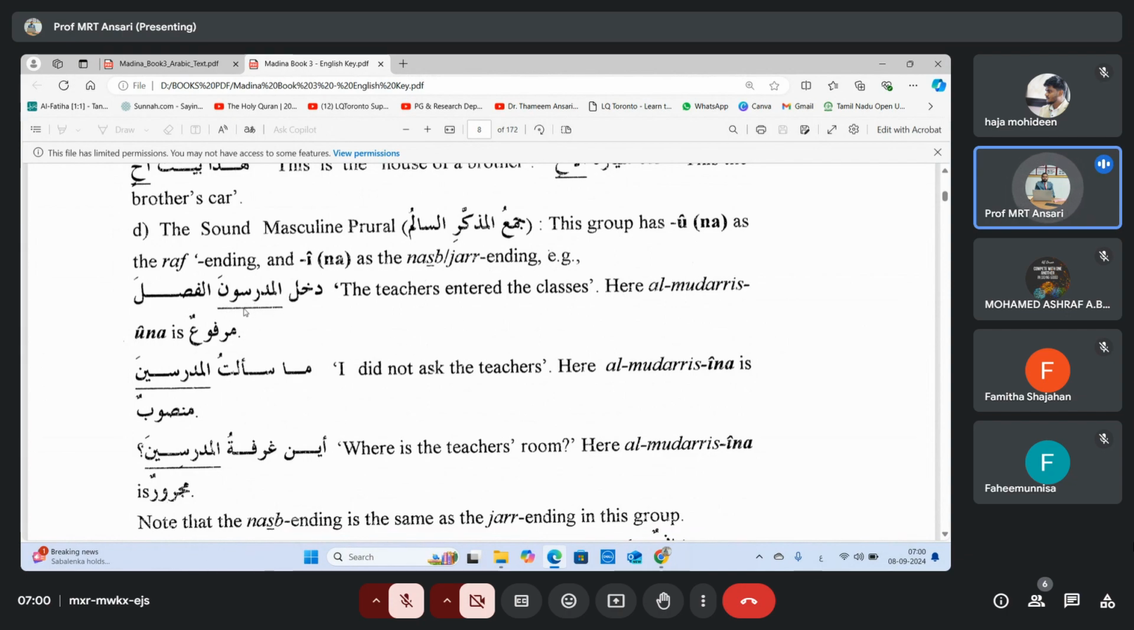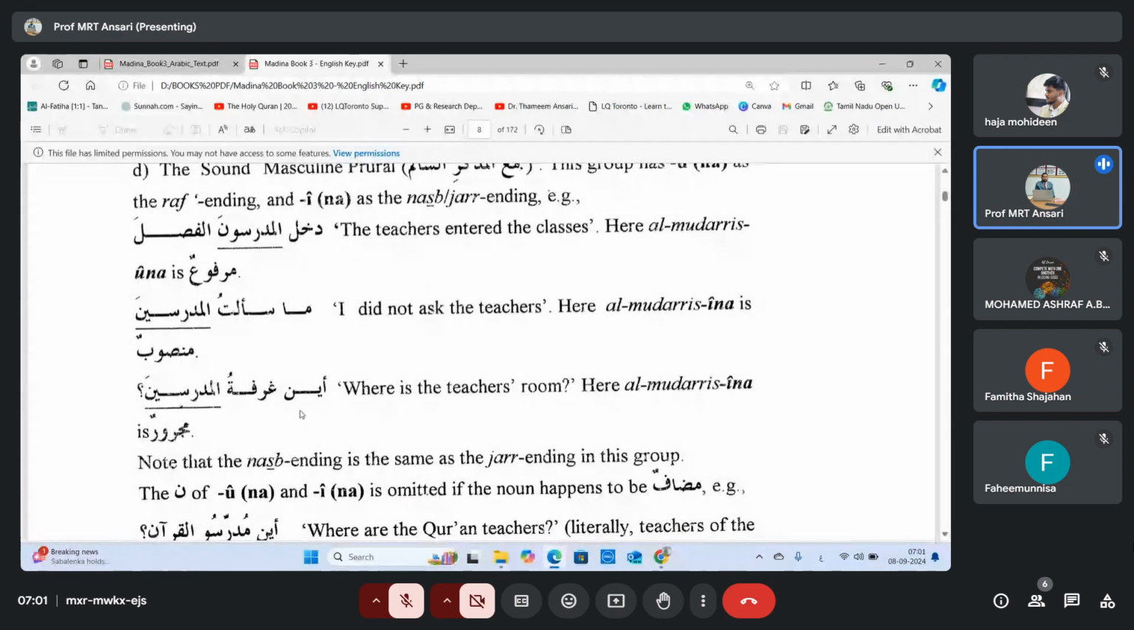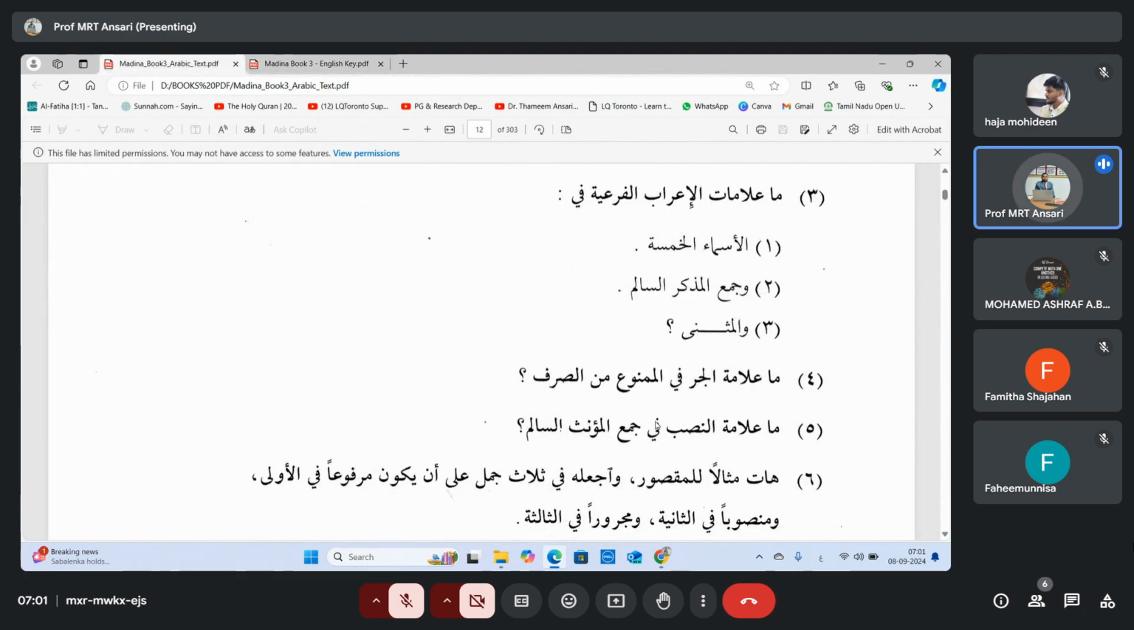Dakhal al-mudarrisun al-fasl, where mudarrisun is fa'il and it is marfu. Ma sa'altu al-mudarrisina, I did not ask the teachers. Mudarrisina is mansubun, alamatu nasbihi al-ya. Aina ghurfatul mudarrisina, where is the teacher's room, where al-mudarrisina is mudaf ilayhi majrurun and ya is the sign of majrur. Okay. Next, al-musanna. What is the ma alamatul i'rab al-far'iyya fi al-musanna? Again, muslimani, alif is a sign of marfu. Muslimaini, ya is a sign of mansub and majrur.